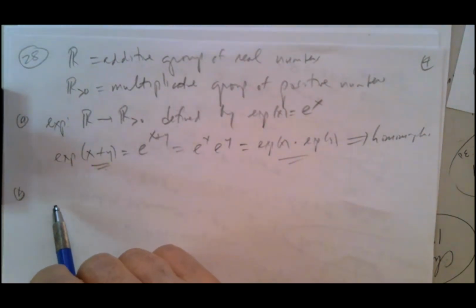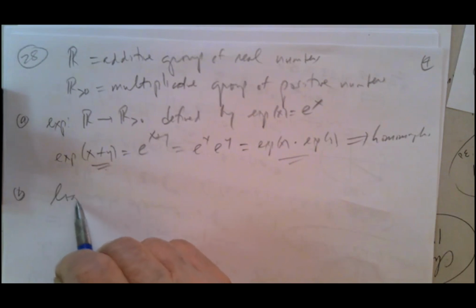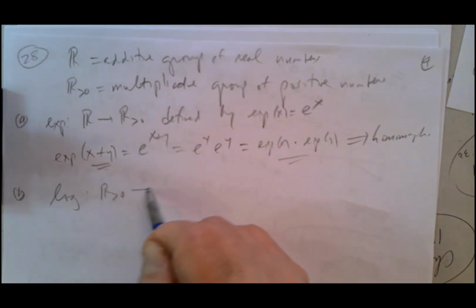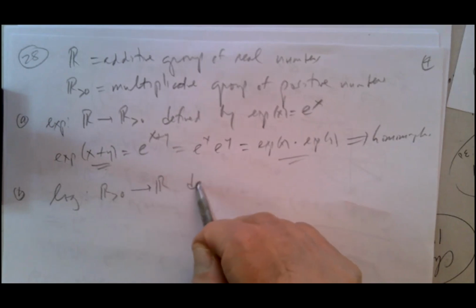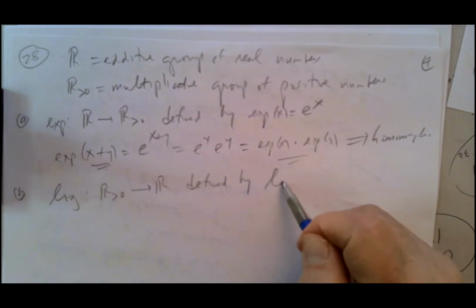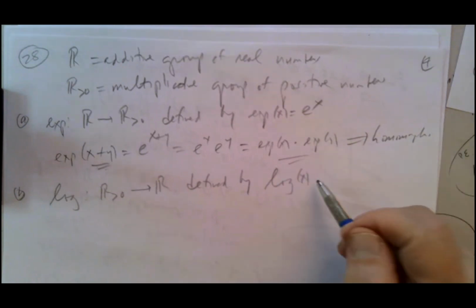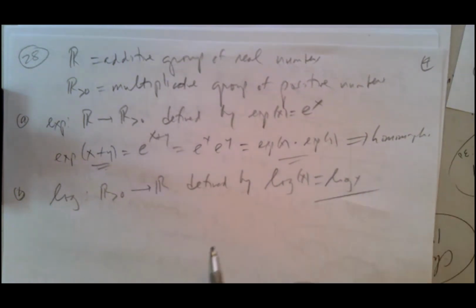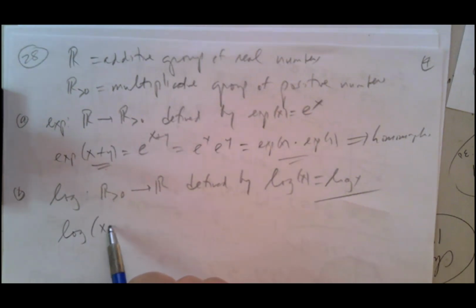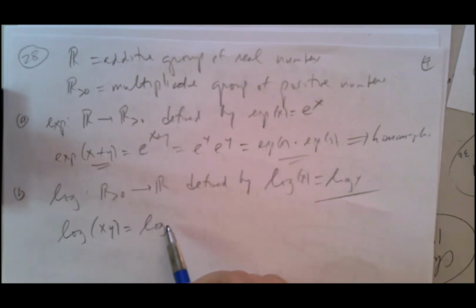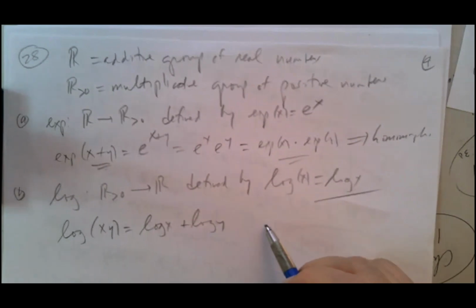And there's an inverse, there's a function log from the positive numbers to all the numbers, defined by log of x is just log x, the usual natural logarithm. And you know that the log of a product is the sum of the logs. So in this multiplicative group and this additive group, this means you have a homomorphism.